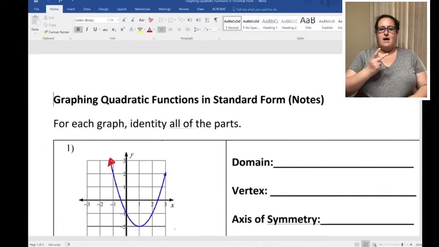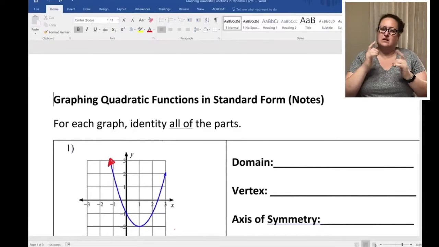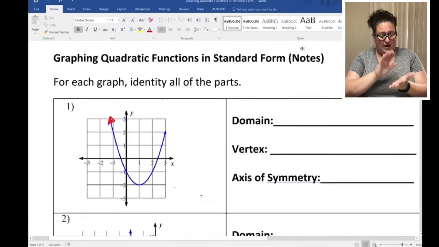Welcome back, class. Today we are graphing quadratic functions in standard form. Before we get into that, let's go ahead and learn how to identify the parts of a parabola.